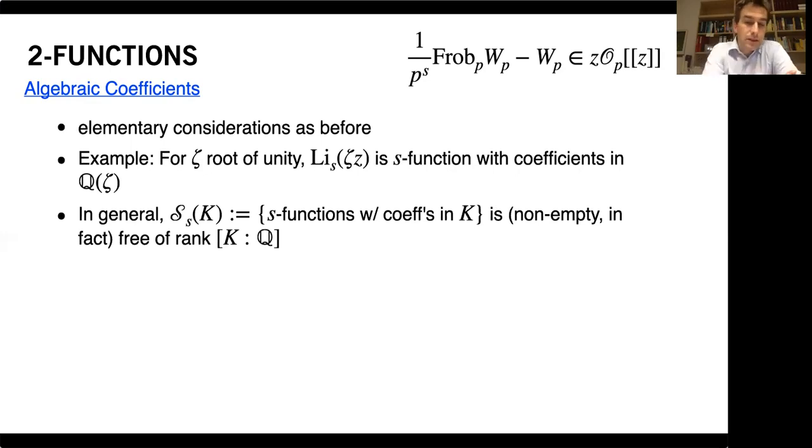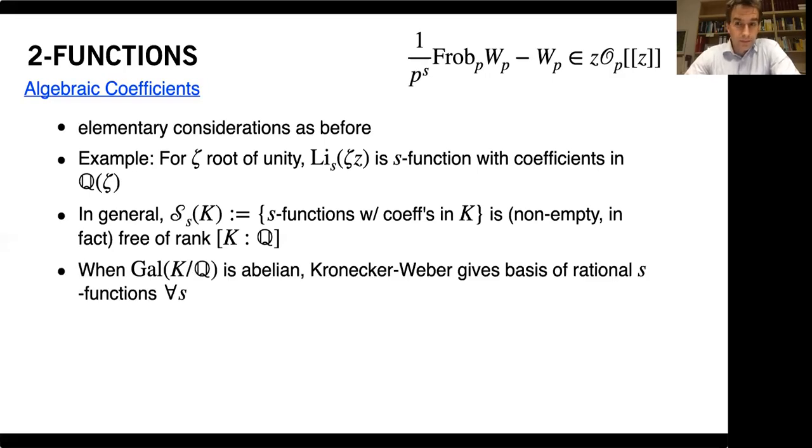And it's not hard to see that the space of S functions with coefficients in K is, first of all, non-empty and also a free module over the same ring as before of rank equal to the degree of the field extension. So basically you can write down bases of S functions in correspondence with bases of K over Q. What's then interesting is to ask whether there are any special bases, something that's like the dilogarithm or the polylogarithm. That's the question I want to know the answer to, and you'll see why.